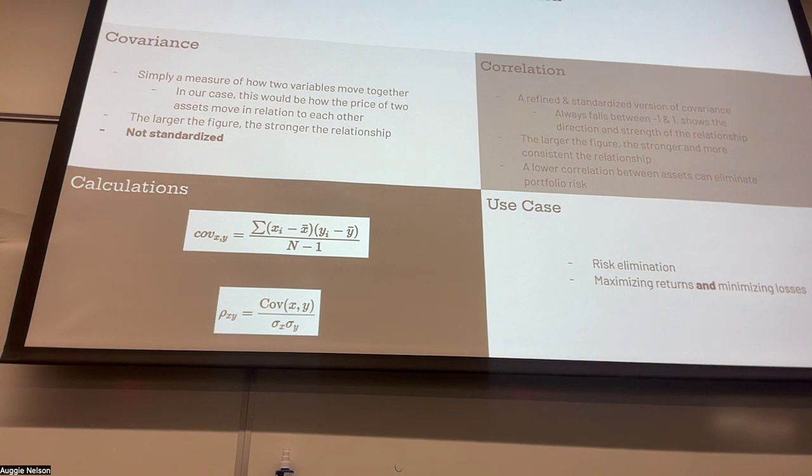Okay. So now that we've talked about variance and standard deviation, we're going to talk about covariance and correlation. These are important measures when we're looking at a portfolio of assets because they measure how these assets are related to each other. Covariance is just a measure of how two variables move together. So let's say you have SPY and GLD, and you want to look at when SPY goes up, what does GLD do? When SPY goes down, what does GLD do? That would be the covariance between those two.